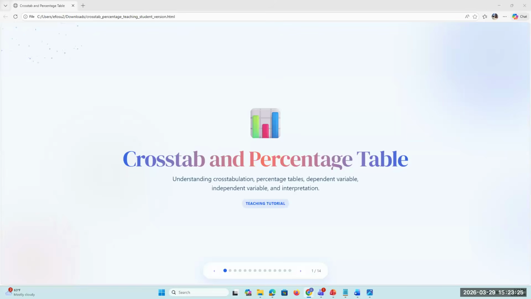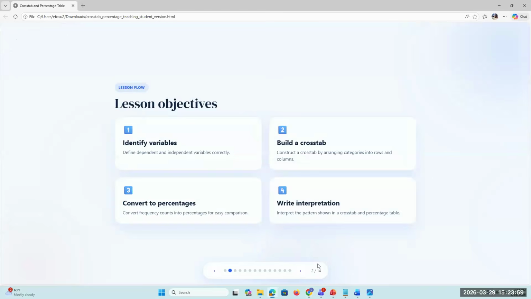This is important because in social science, questions are asked about how to compare one group with another. This crosstab is one of the easiest ways to do that comparative analysis across different variables in tabular form. So this is what we're going to do today: crosstab and percentages. We're going to understand cross-tabulation, percentage table, dependent variable, independent variable, and interpretation. And I'm going to explain all that.